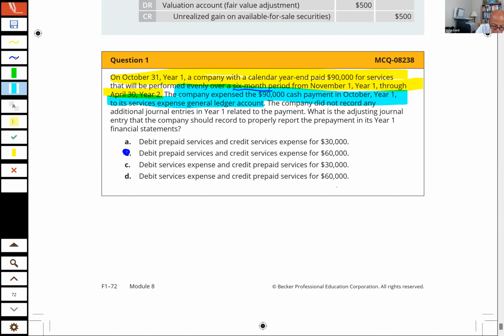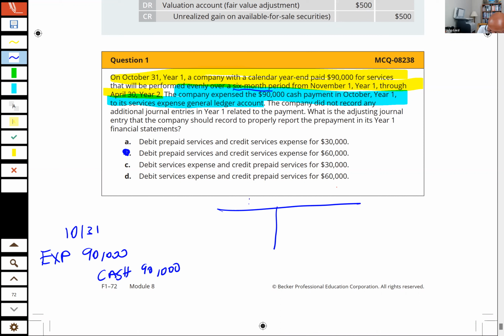And I always feel like you're talking to a dog that makes a mess. What did you do? Okay, what did you do here? On 10/31, they debited expense for $90,000 and credited cash. Bad CPA. No, that's not how you're supposed to do it, right? So they have an issue here in that they have expense, and the expense, they debited it for $90,000. So it's showing a balance of $90,000.